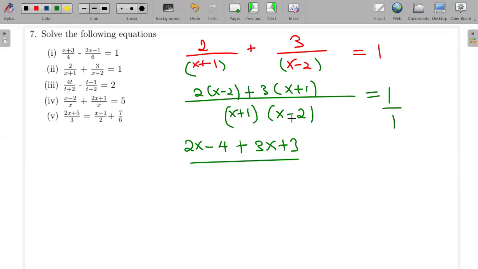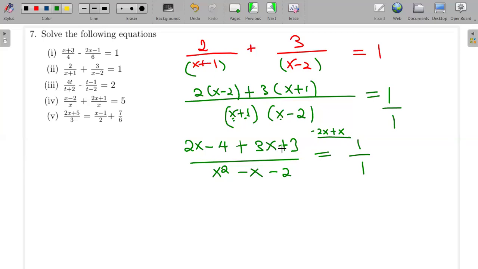So now here in the denominator, maybe I can expand this. So x multiplied by x, I get x squared. X multiplied by minus 2, I get minus 2x. And then 1 multiplied by x, I get plus x. So if I combine this, I'll just get minus x. Okay, and then 1 multiplied by minus 2, I get minus 2, and this is equal to 1 over 1.